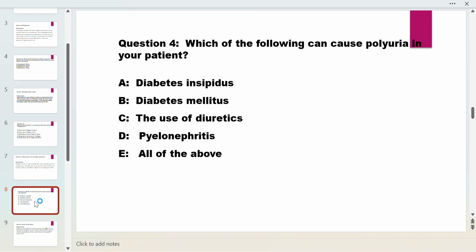Question 4 says, which of the following can cause polyuria in your patient? Polyuria in your patient. So we said diabetes insipidus, diabetes mellitus, the use of antidiuretics, pyelonephritis, and all of the above. Give it 1 minute for us to think about our answer.